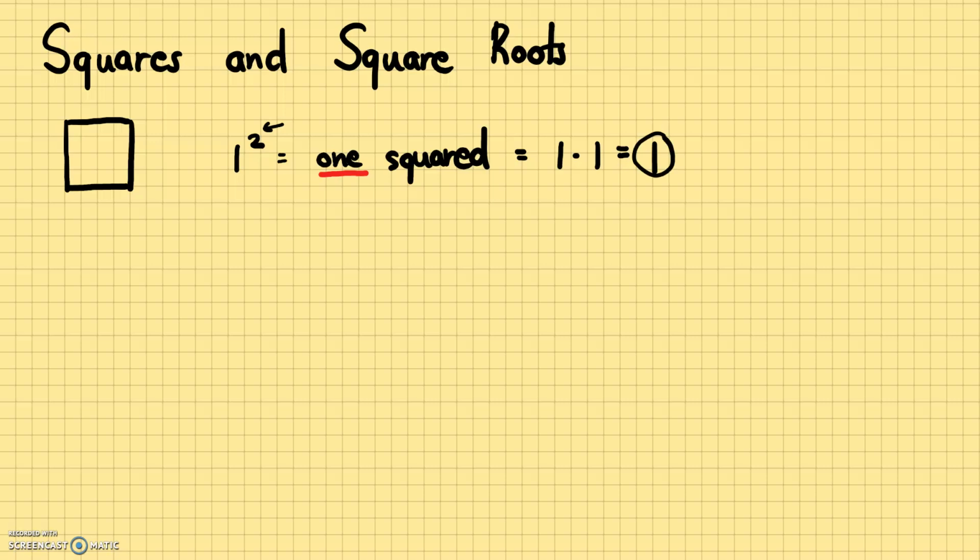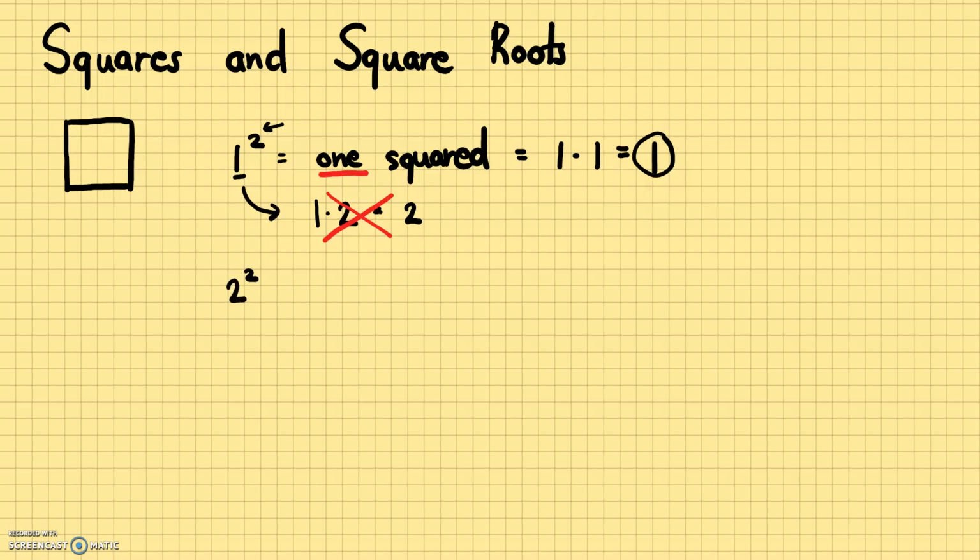A lot of the students make the mistake of writing that as 1 times 2 and saying that the answer is 2. Okay, this is not correct. The squared just means you're multiplying this number 2 times. So that means 1 times 1, or just 1.